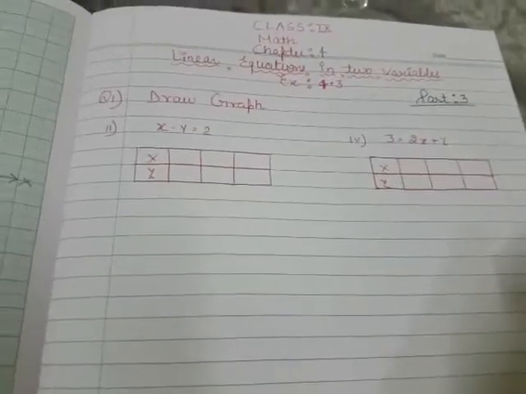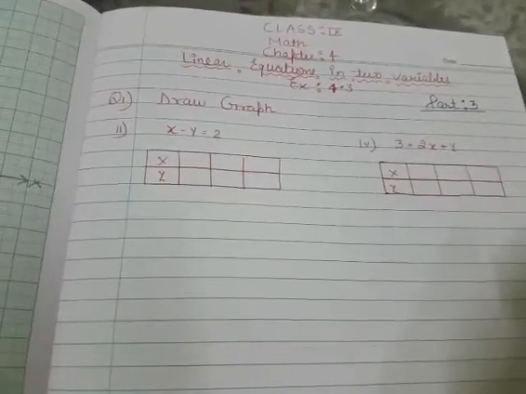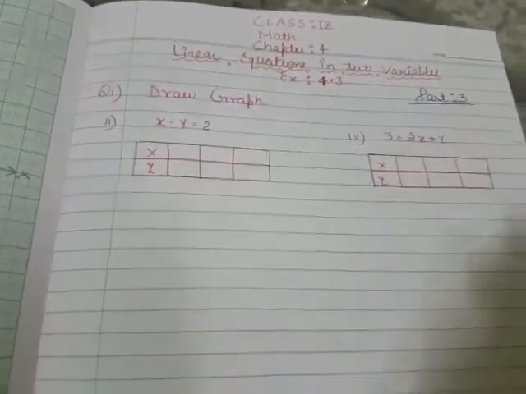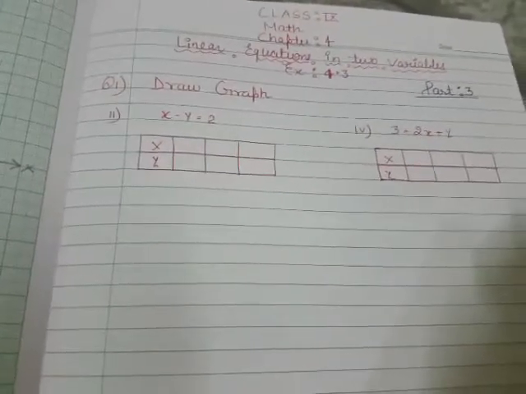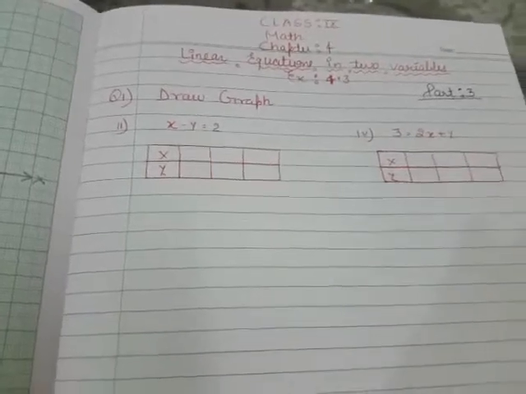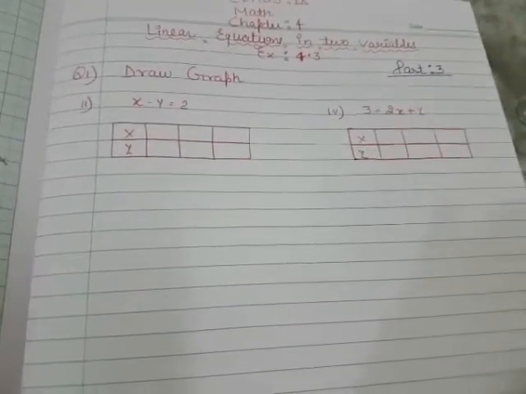In this question it is written: draw the graph of each of the following equations in two variables. There are 4 parts and I have taken the second and fourth. So let's start, how to draw the graph.